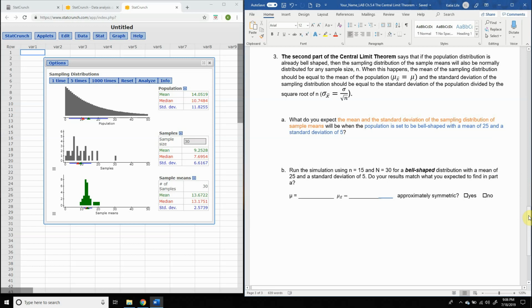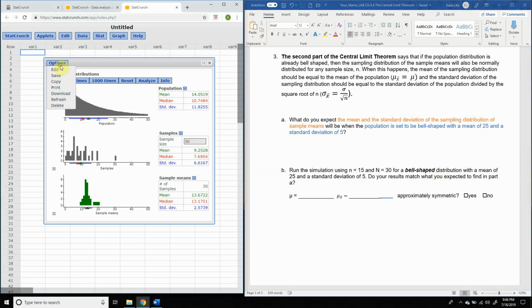In the second part of the central limit theorem, we're already assuming that the population is bell-shaped. When that happens, according to the central limit theorem, the sampling distribution of sample means will be approximately normal for any sample size. So in this one, again, we're already specifying the shape of the population, and given any sample size, the sampling distribution will also be approximately normal. So we're going to test that now.